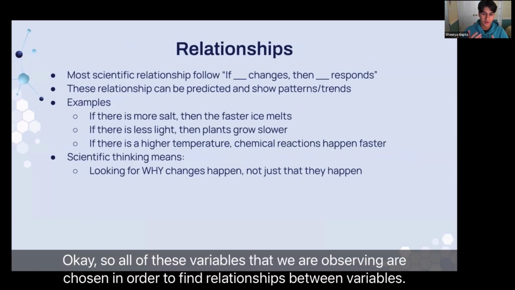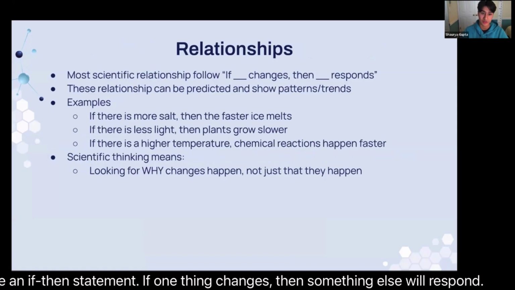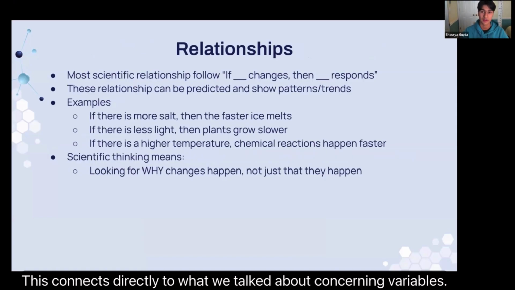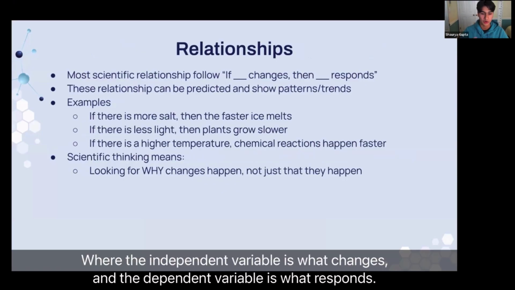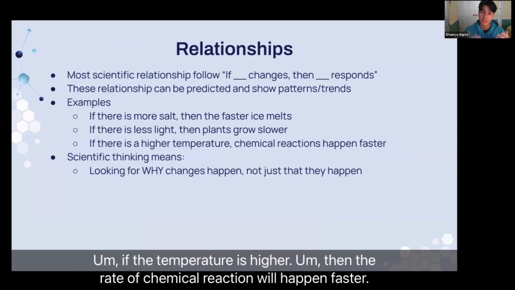Okay. So all of these variables that we are observing are chosen in order to find relationships between variables. Most scientific relationships can be described using the pattern of an if-then statement. If one thing changes, then something else will respond. This connects directly to what we talked about concerning variables, where the independent variable is what changes and the dependent variable is what responds. For example, if there's more salt, then ice will melt faster. If there's less light, then plants will grow more slowly. If the temperature is higher, then the rate of chemical reaction will happen faster.